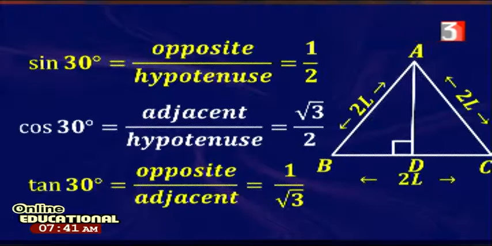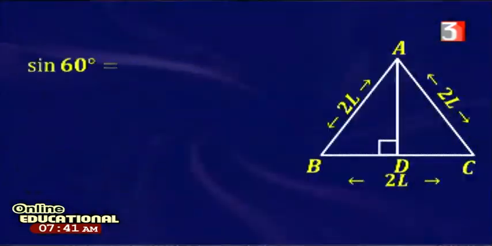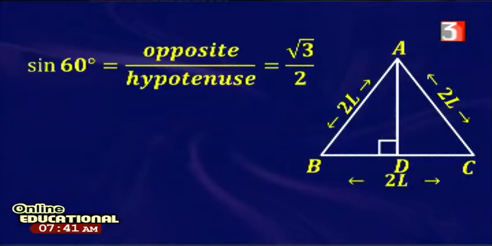Then, what about sine 60? All of you know that the rule of sine is opposite over hypotenuse. Then, what about the side opposite to the measure of angle 60 degrees? It is, of course, the side of length root 3, or of ratio root 3. What about the ratio of the hypotenuse? It is 2. So sine 60 equals root 3 over 2.